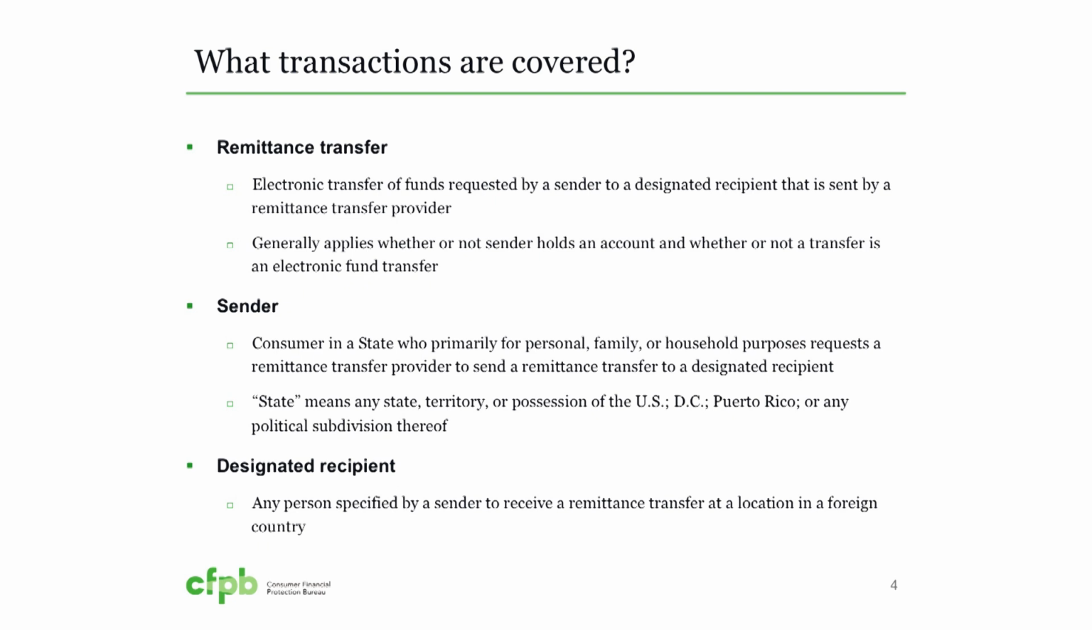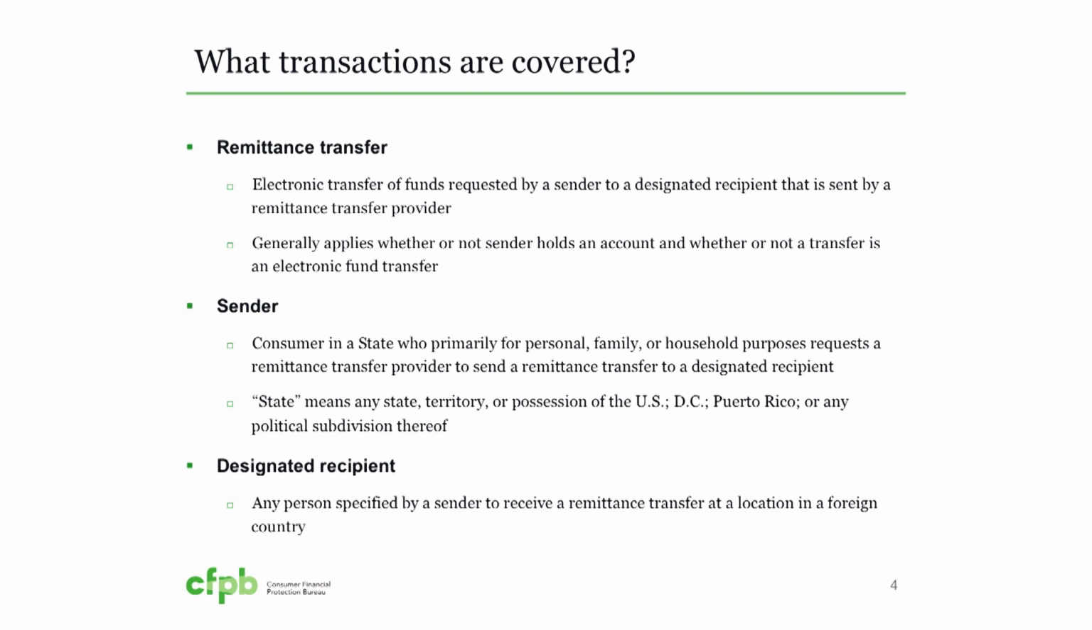And are these transfers you send remittance transfers under the rule? To start off, a remittance transfer is defined by the statute, and the rule adopted by the Bureau closely tracks the language of the statute. A remittance transfer is an electronic transfer of funds requested by a sender to send to a designated recipient, and that is sent by a remittance transfer provider. You need to have all of these elements in order for there to be a remittance transfer.